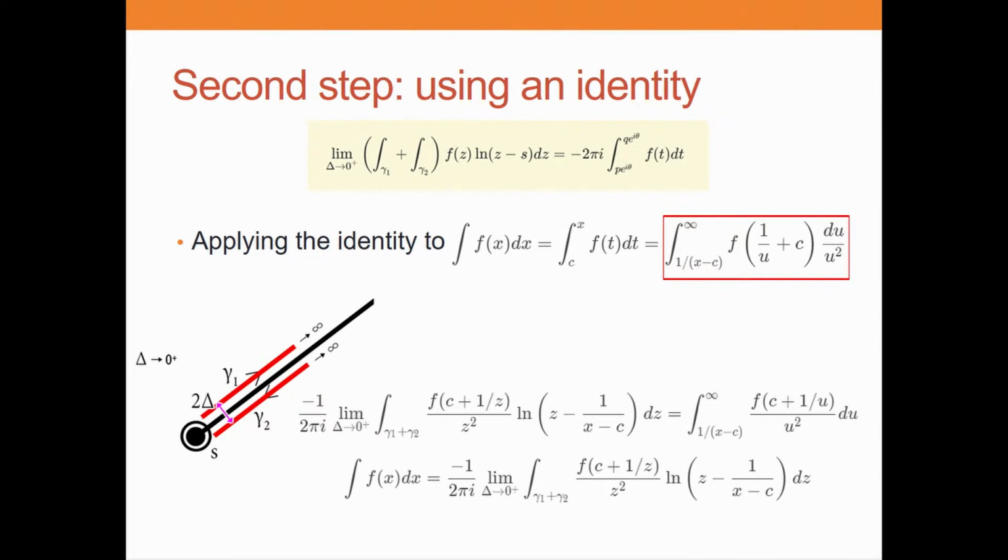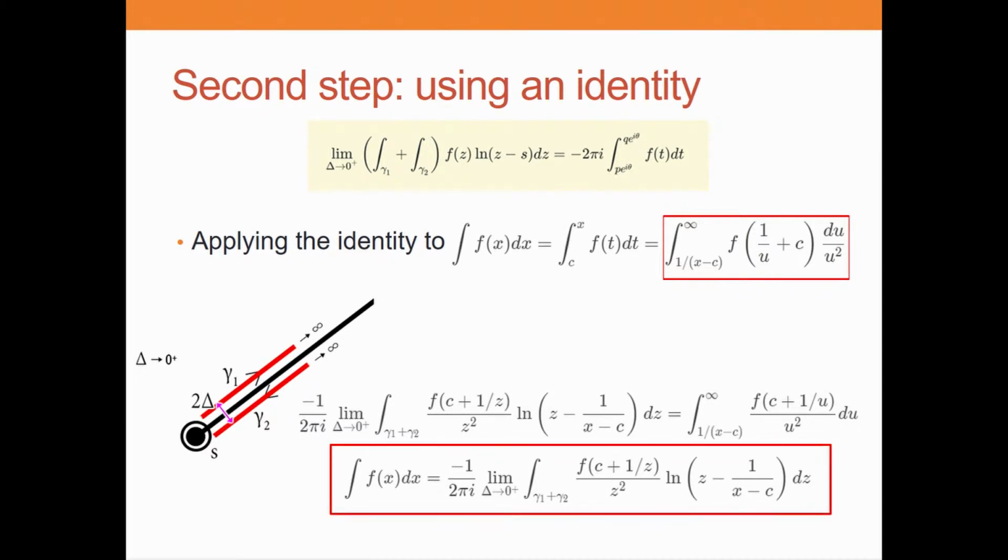And we would like to apply this identity to the improper integral that we obtained in step 1. And after some simple math, we can obtain a relation between the indefinite integral and the sum of two line integrals.